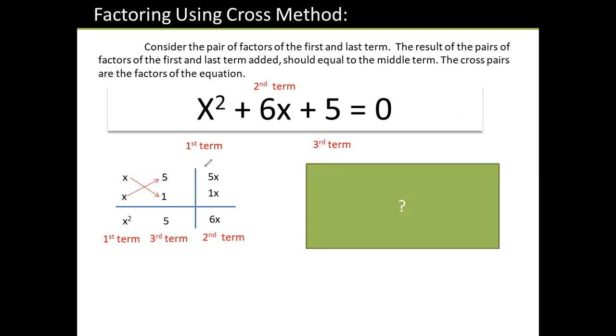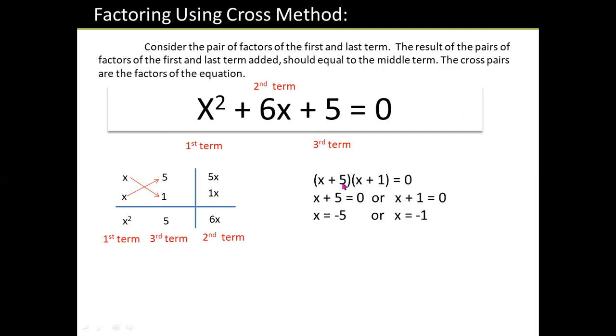Because if you will have it straight, you cannot get the correct answer. All right. So if we solve for that example, x squared plus 6x plus 5 equals 0. So we said that the factors are the cross pair. All right. So we have here x plus 5 and x plus 1.